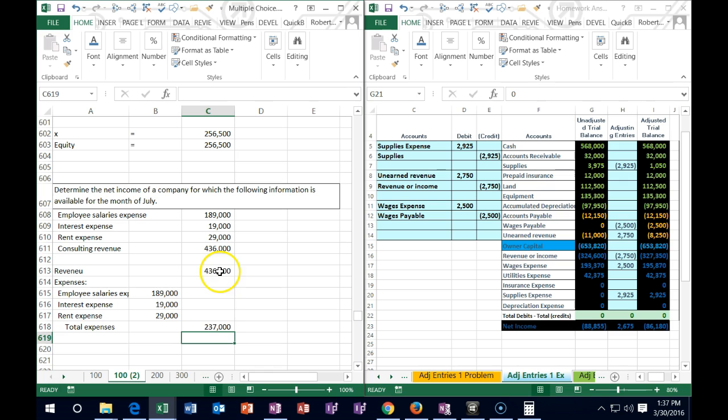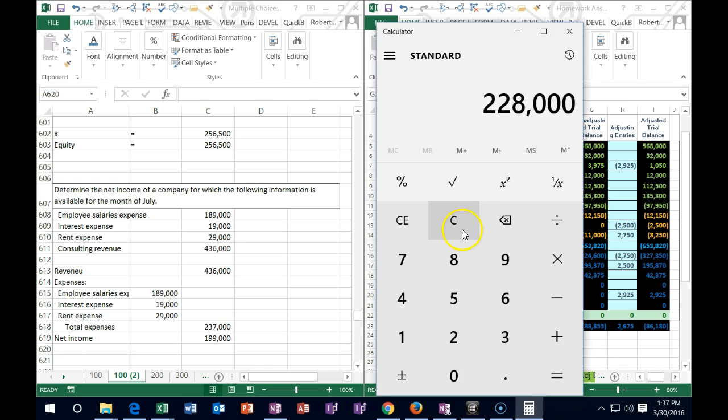So now we have revenue minus expenses on the outer column. That's what will give us net income. So we're just going to say this equals revenue minus expenses. And that's going to give us our net income. Now, if you wanted to do that with just a calculator and not go through all the subtotals, it would just be revenue, 436,000, minus all the expenses, minus the 189,000, minus the 19,000, minus the 29,000. That gives us the 199.